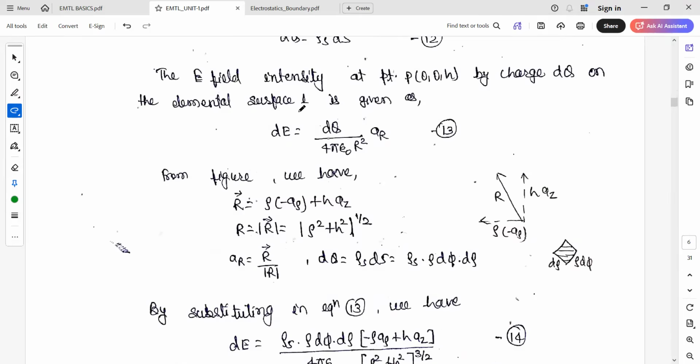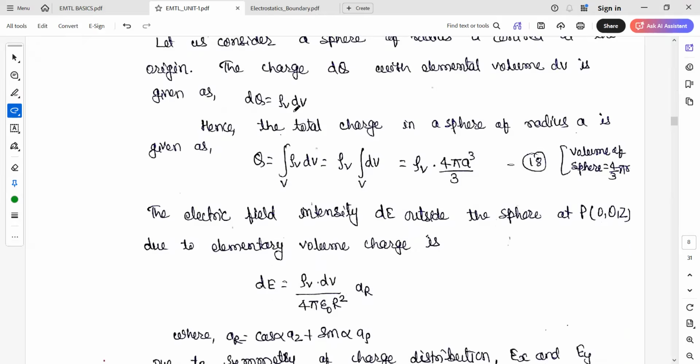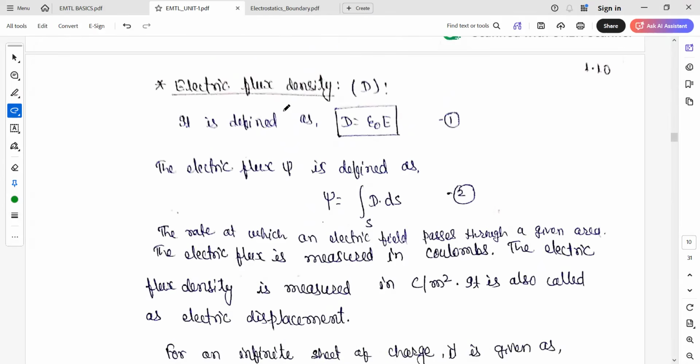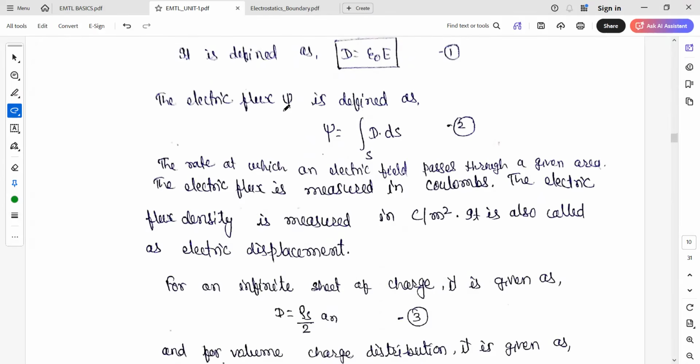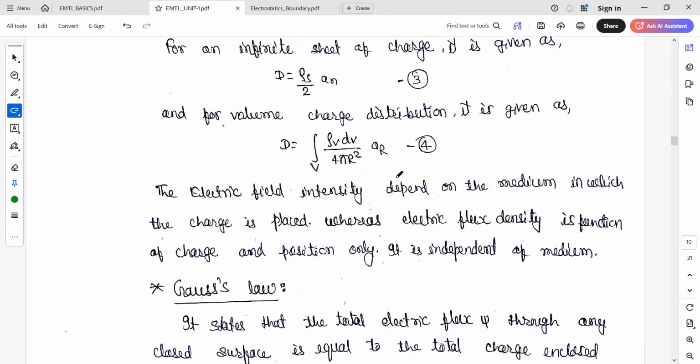Next, an important thing is Gauss law. This is the condition in case of volume charge and surface charge. Now electric flux density: flux density D equals epsilon into E. The total flux we are able to find as the integral of D dot ds.